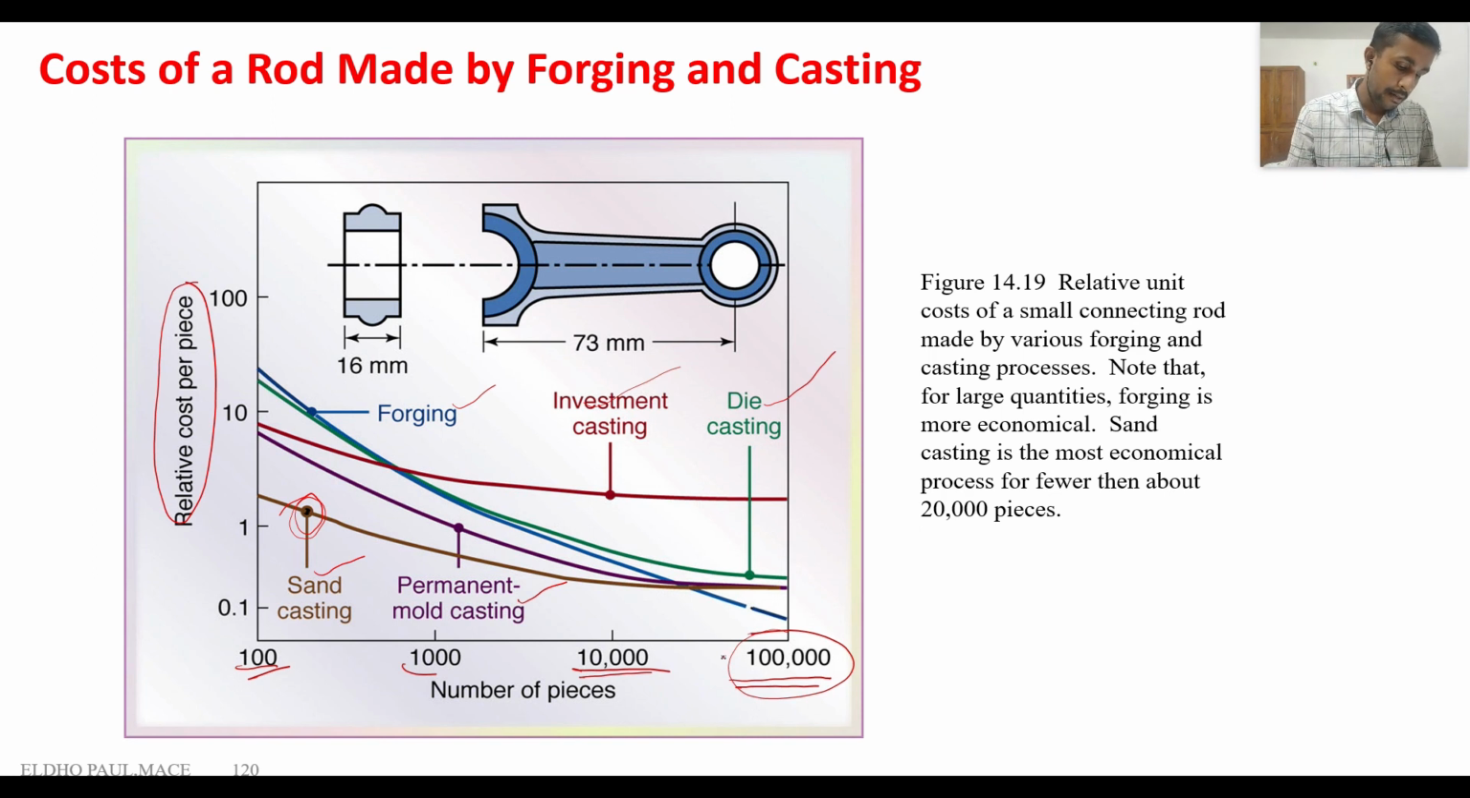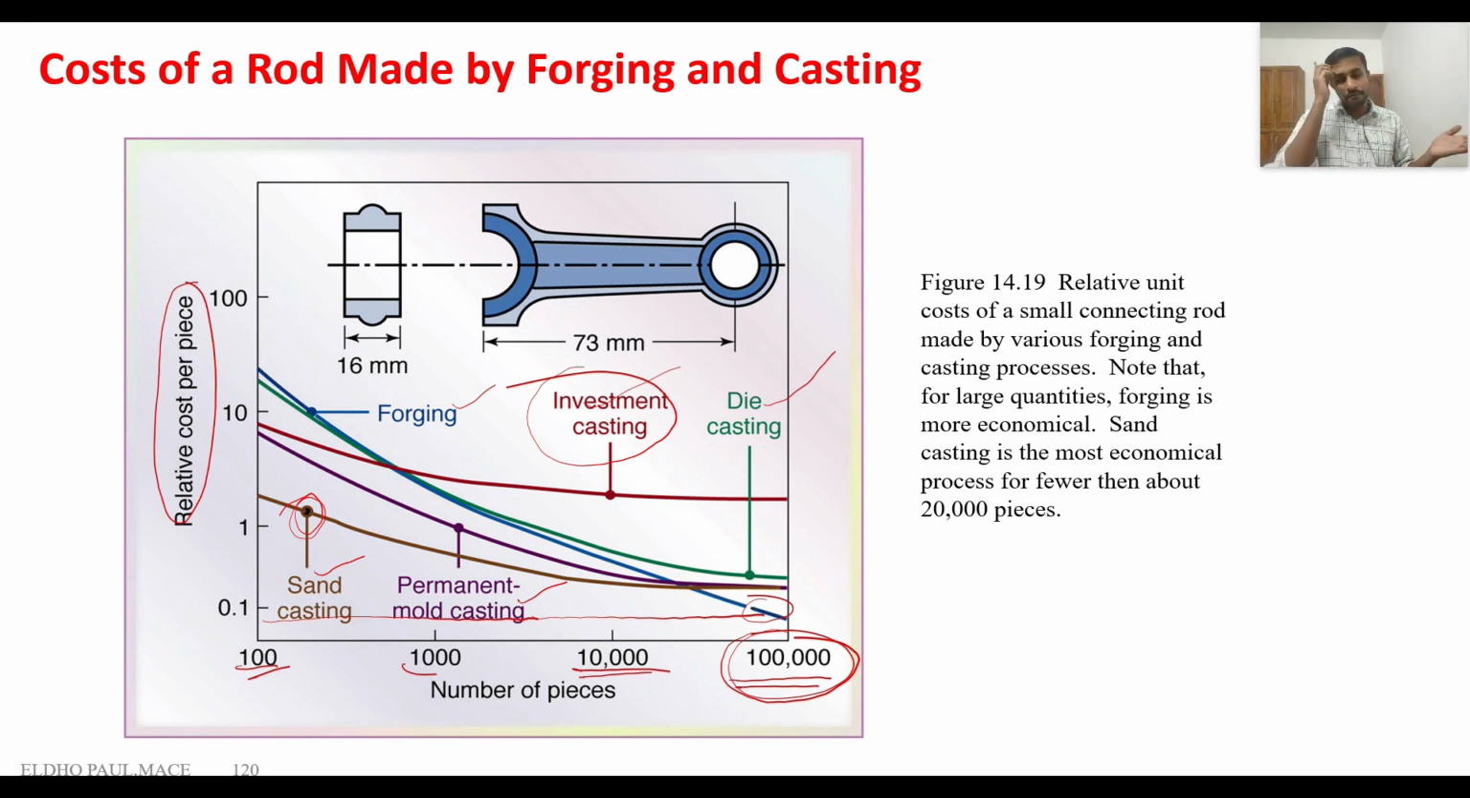So if 1 lakh products are going to be manufactured, then we can go with the investment casting. We already discussed that. And the forging, sorry, it's not investment casting. We can go with the forging. See this low cost of forging, very low cost of forging. Okay, so if a particular company or industry is going to manufacture 1 lakh connecting rods, then they can purchase a forging machine.